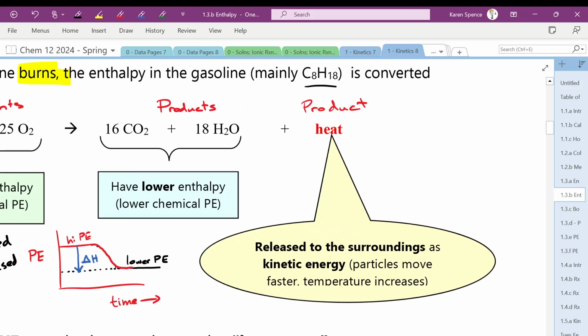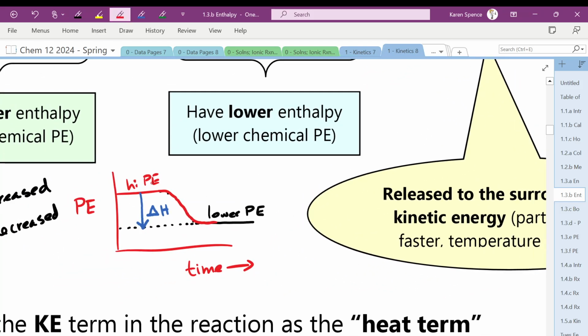And where did that heat come from? Well, we started with high potential energy. We finished with lower potential energy. Can energy be destroyed? No. So what happened to that difference in energy? We used to have this much potential energy. Now we have this much potential energy. It became heat energy or kinetic energy. Okay? Yes?